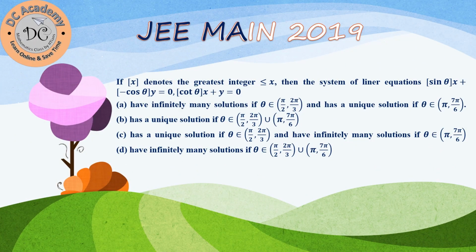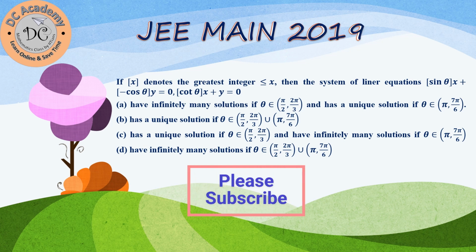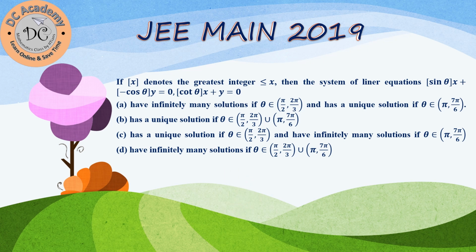Hi, in this video, we're going to solve a problem which appeared in JEE Main 2019. Let's go ahead and understand the problem. Here we have a linear system of equations where the coefficients of x and y are given in greatest integer function form. We have to check in which interval we have infinitely many solutions and a unique solution, and the intervals given are pi by 2 to 2 pi by 3 and pi to 7 pi by 6, and that's the problem.